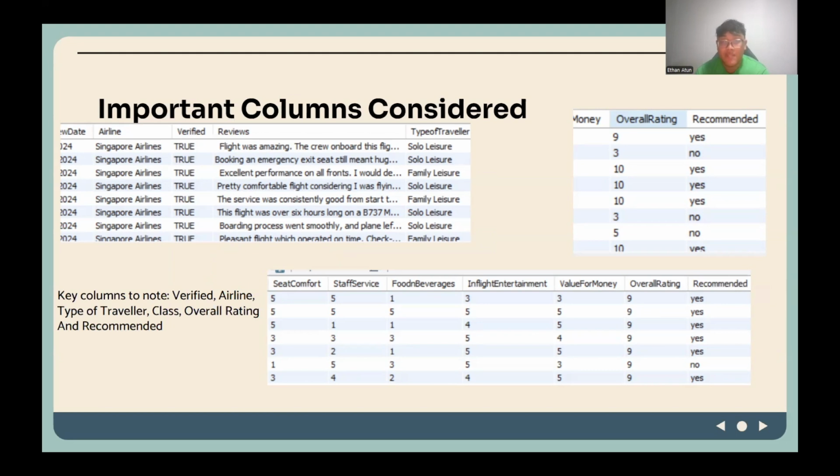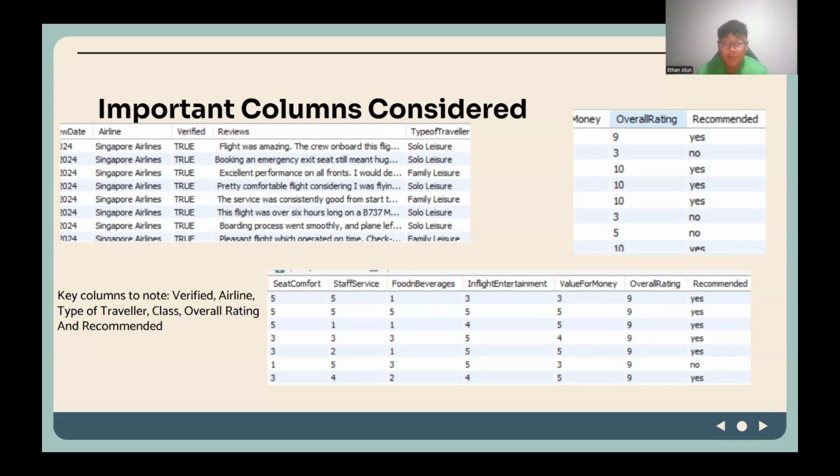We used columns that were only verified, as this means that the review from the consumer is true and it's confirmed. After that, we considered overall rating and recommended. And we also considered seat comfort, staff service, food and beverages, in-flight entertainment, value for money. We didn't use these columns in the end because they gave us inconsistencies against each other.